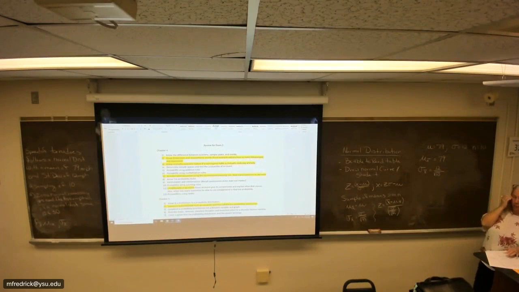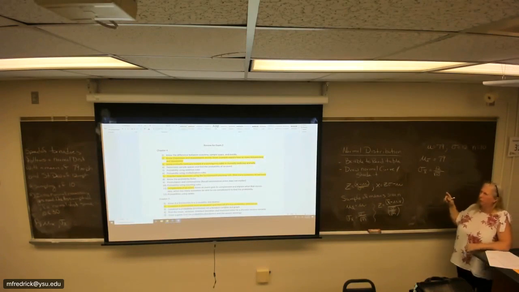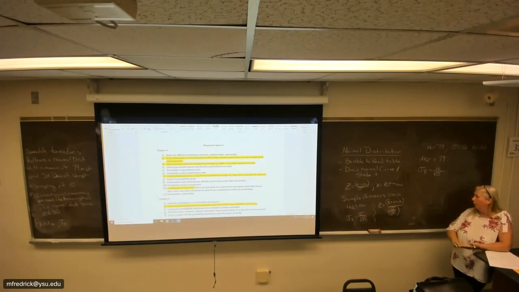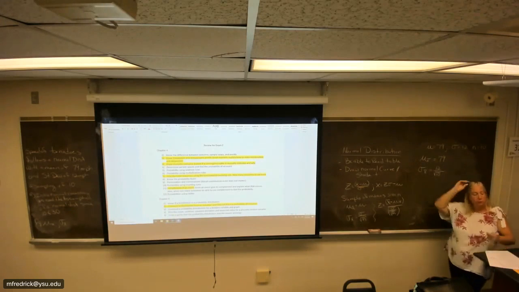Any questions on that part? Whenever you're doing z, especially on the take home, z should always be rounded to 2 decimal places because that's what your table uses.